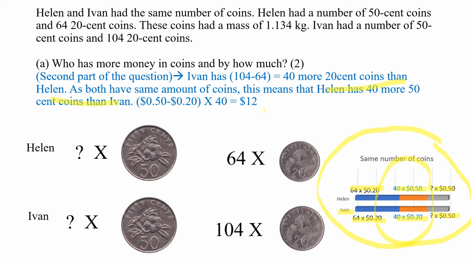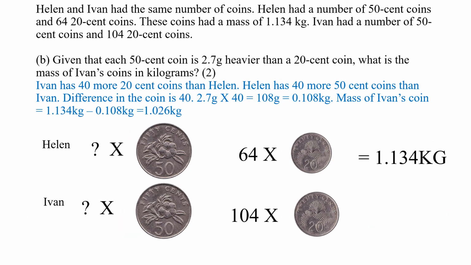So to find the orange part, we have to take the difference in the individual coin, which is 50 cents minus 20 cents, we get 30 cents. 30 cents times the number of coins, which is 40, we get $12. So Helen would have $12 more than Ivan. Let us see part B of the question.